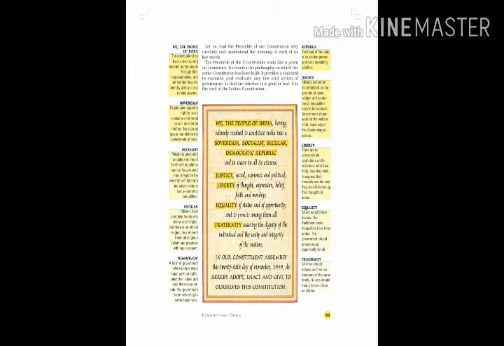justice, social, economic, and political; liberty of thought, expression, belief, faith, and worship; equality of status and of opportunity; and to promote among them all fraternity, assuring the dignity of the individual and the unity and integrity of the nation. In our Constituent Assembly, this 26th day of November 1949, do hereby adopt, enact, and give to ourselves this Constitution.